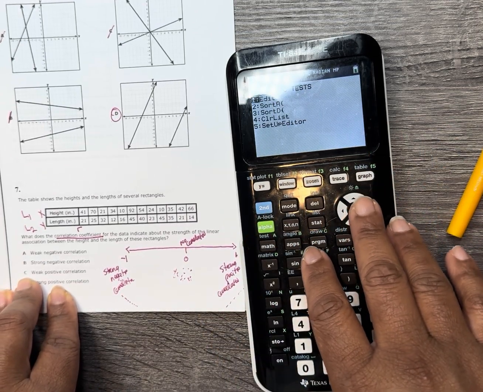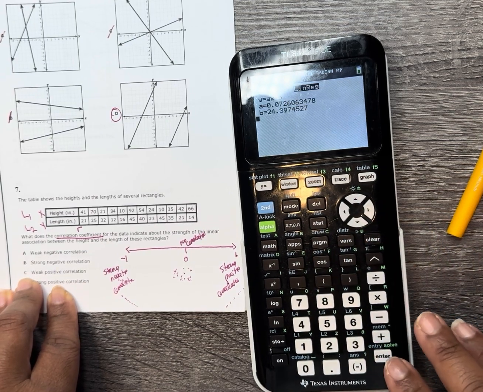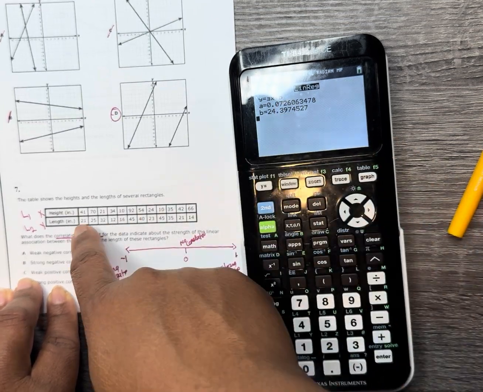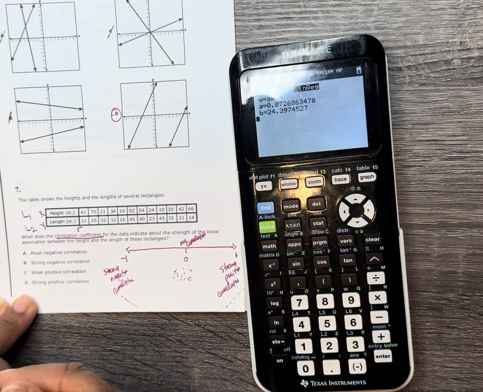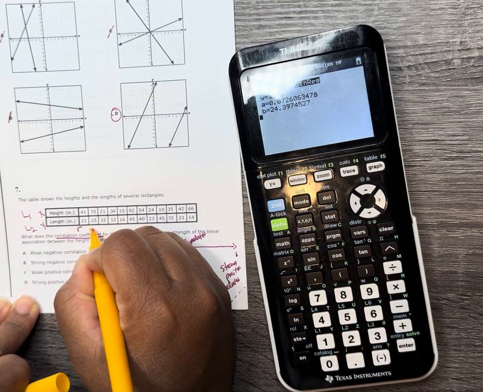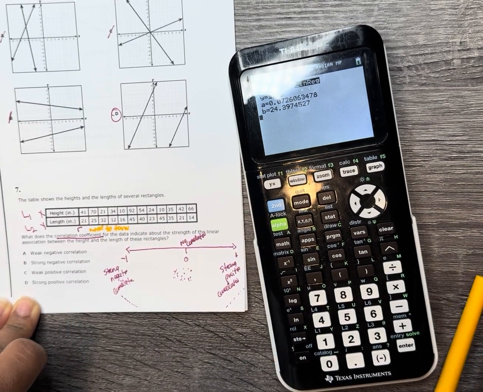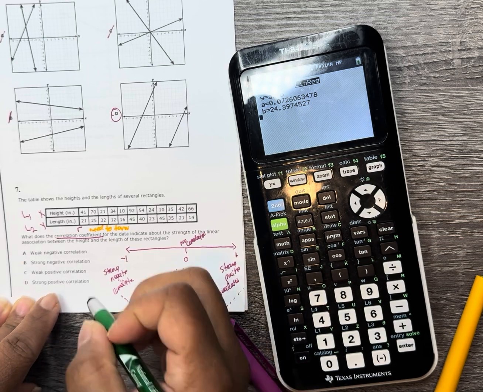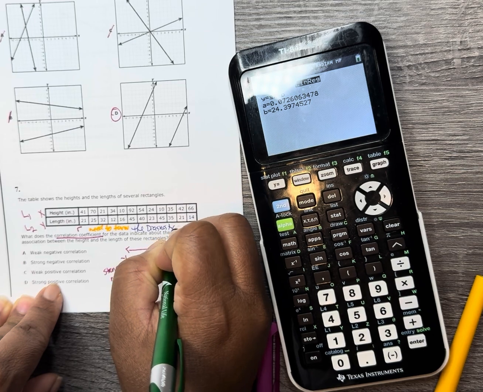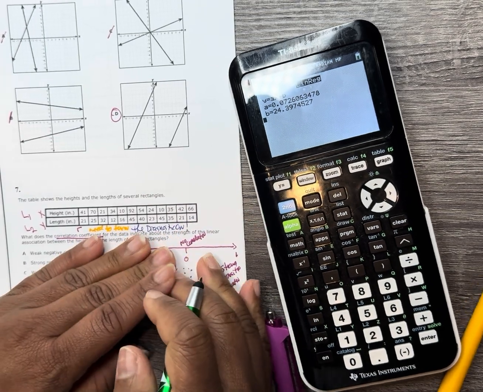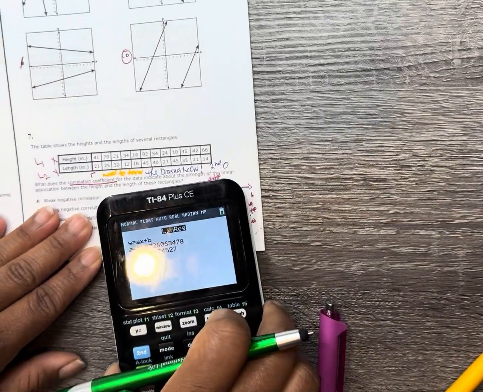So stat, calc, 4. We have an equation, but it tells us nothing about the correlation coefficient. This is where we have to go and turn the diagnostic on. So make yourself a note that you need to turn the diagnostic on. How do you do it? By pressing second 0 in the calculator.